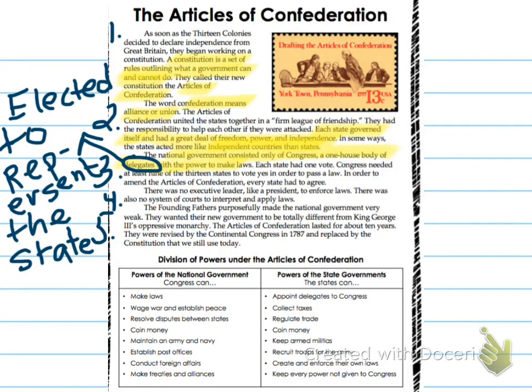Each state only had one vote. Highlight that. Congress needed 9 of 13 states to vote yes to pass a law. And if they wanted to amend something, it meant that every state had to agree.